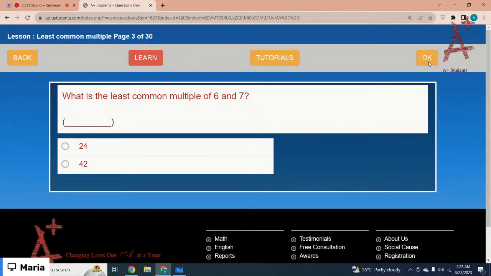If the option is divisible by both the numbers, right? Now you have to look for the option that is divisible by both the numbers. So 42 is divisible by both 6 and 7. That means 42 is the multiple of 6 and 7, right?